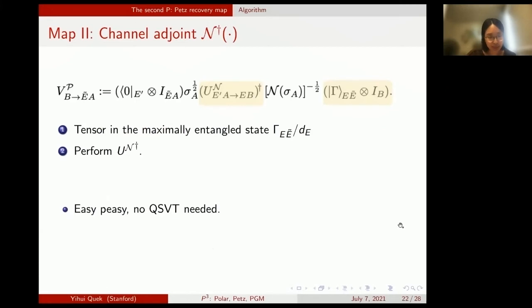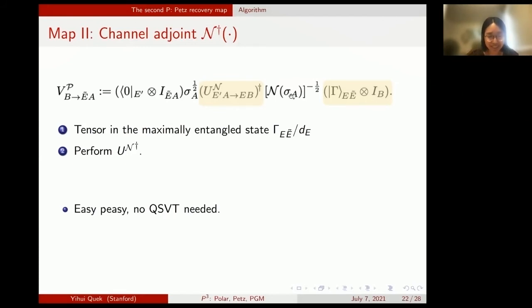Okay, so the algorithm is as follows. The first thing we do is we tensor in a maximally entangled state. The second thing is, there's also this other step here, which is we apply this n sigma a to the minus half. I don't know why I didn't write that down. So this slide is about how to implement the second step.